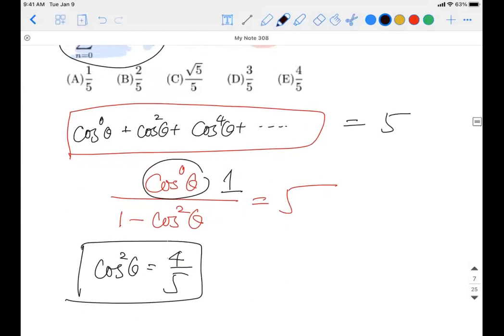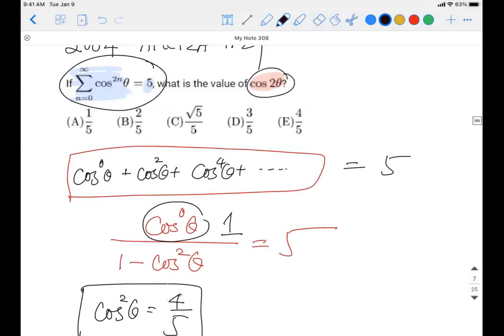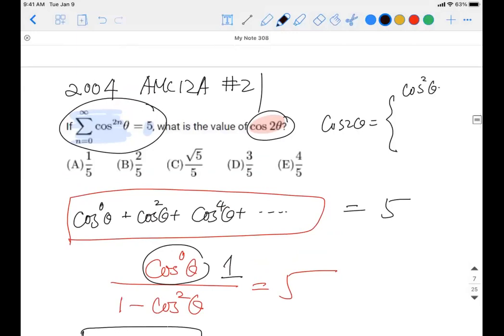As long as you know the value for cosine square theta, you want to determine what's the value for cosine 2 theta, you're going to use the double angle formula. Maybe you're not so familiar. The double angle formula is kind of in the identity, but this is not a super complicated identity. Cosine 2 theta can be written as either cosine square theta minus sine square theta, or 2 cosine square theta minus 1, or 1 minus 2 sine square theta. This is the double angle formula for cosine 2 theta. No worries if you're not so familiar, we're going to talk about it in our identity lecture.